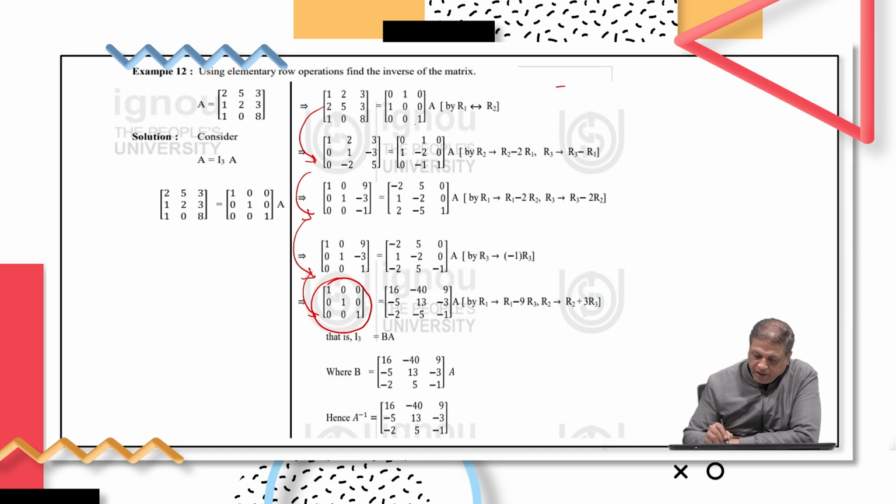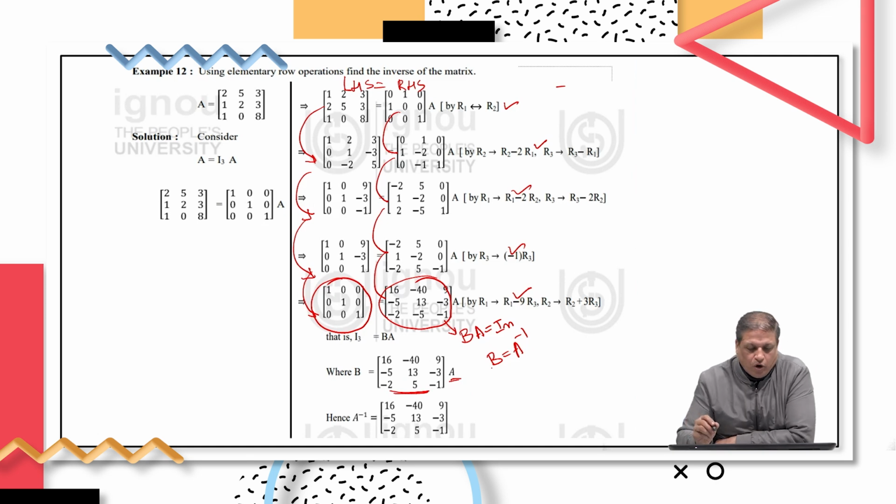Now, when we get the final identity matrix, we apply the same elementary row operations which are listed over here onto the left hand side and also onto the right hand side. You are transforming the right hand side in this manner, and finally you arrive at this value, and this turns out to be matrix B. So B into A is again identity matrix. That means B is equal to A inverse. So this is the inverse of A.